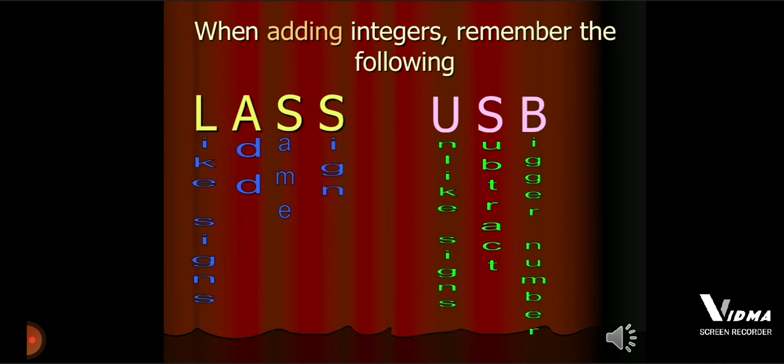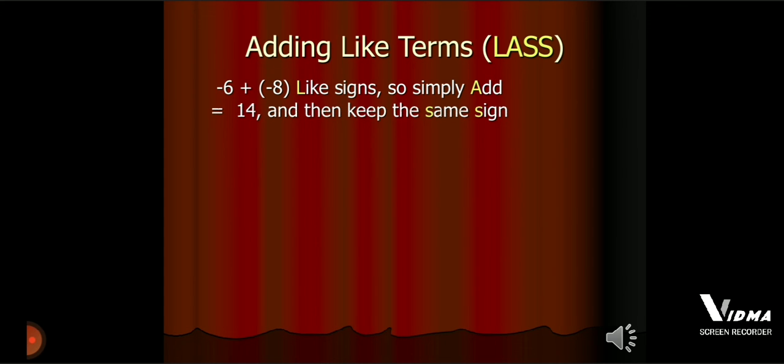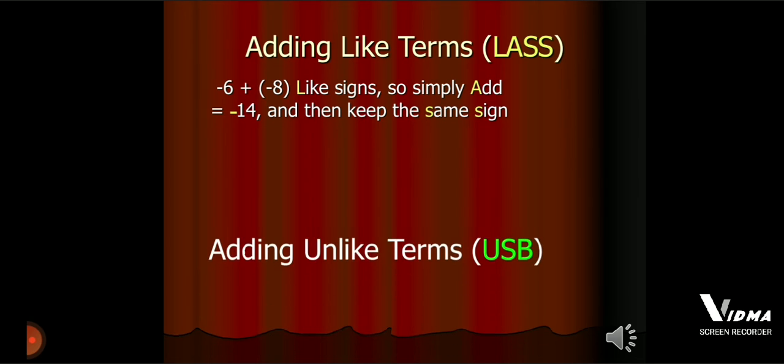Okay, let's practice together. Number 1, how to add like terms. We have two negative numbers. To add them, we put the sign and add.